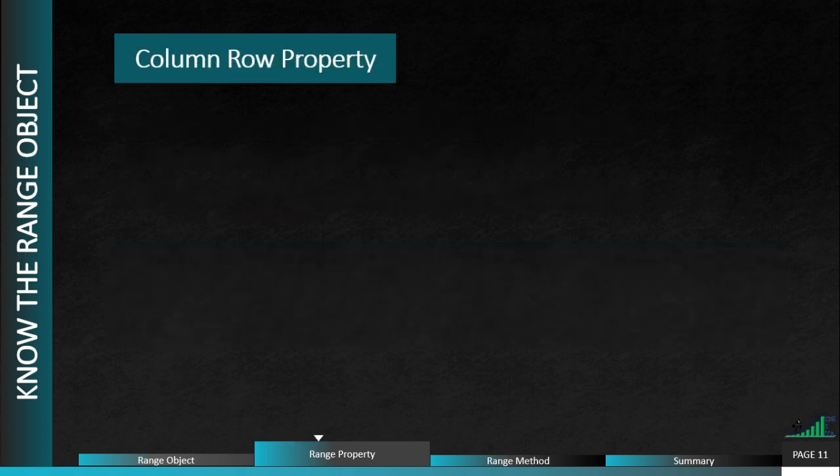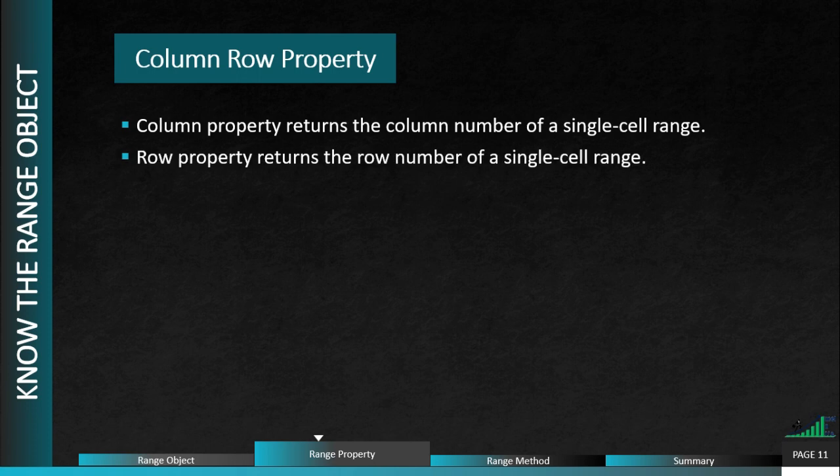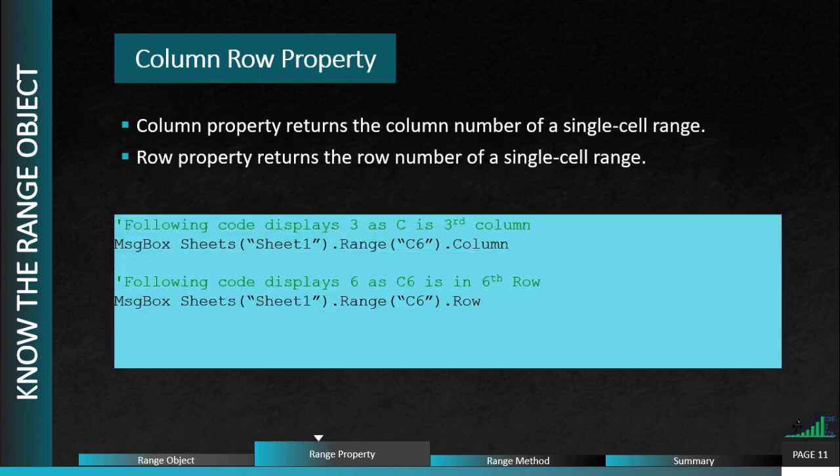Another property: column and row property. We often use this. The column property returns the column number of a single cell range, meaning whichever cell we take, it will tell which column that cell is in. The row property returns the row number of the single cell. Suppose here message box sheet 1 range C6.